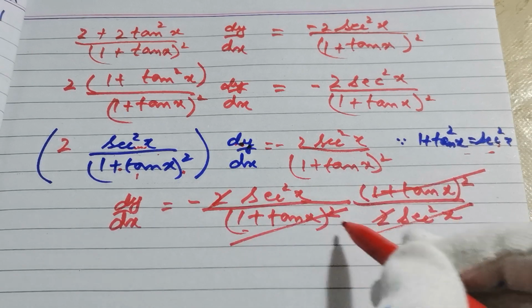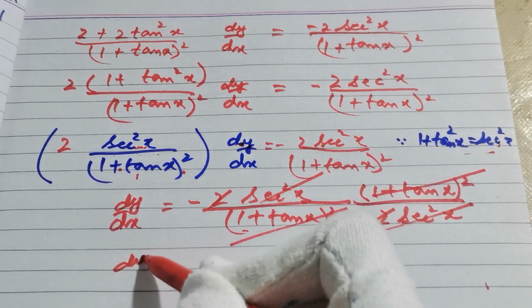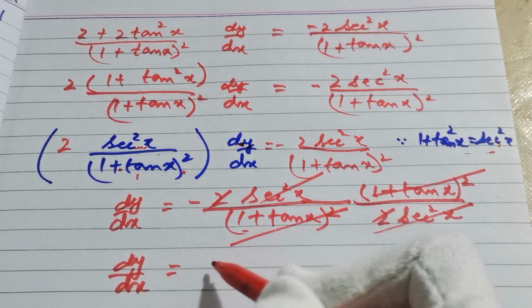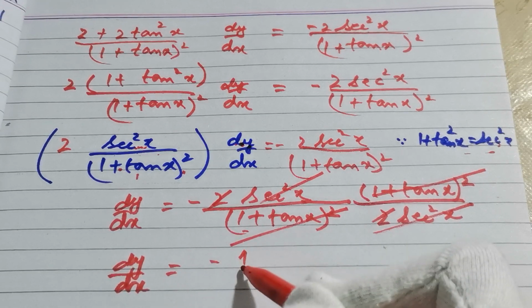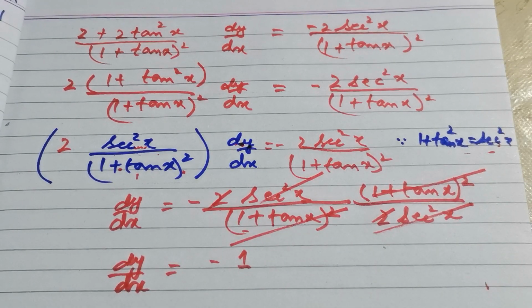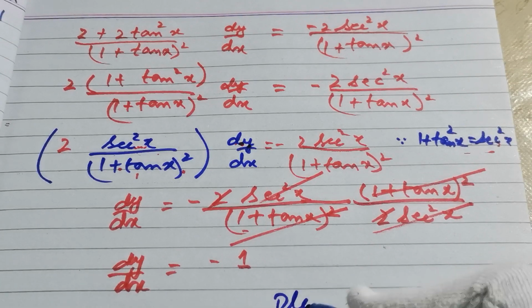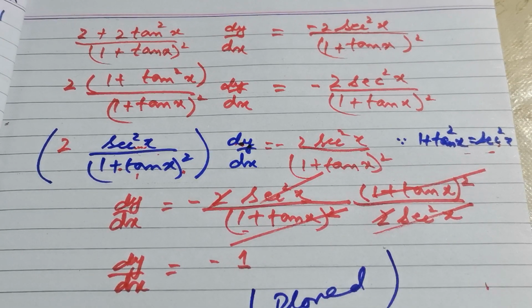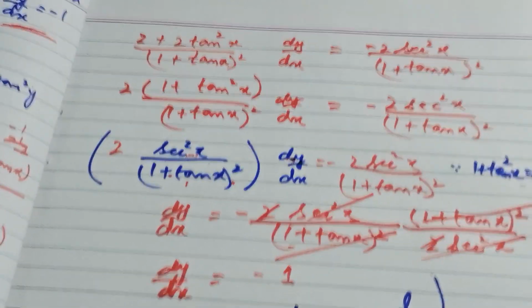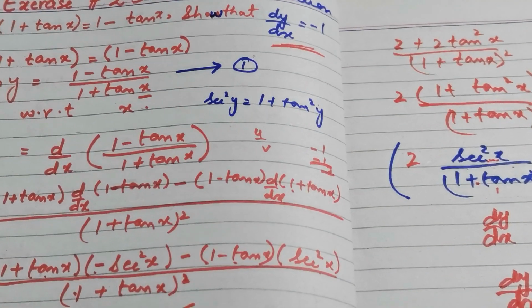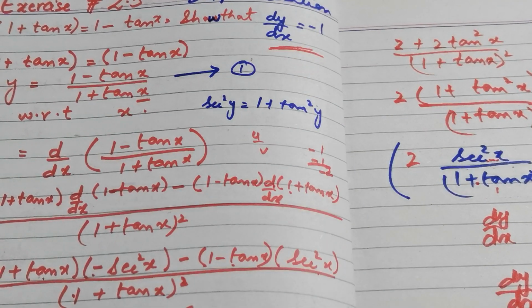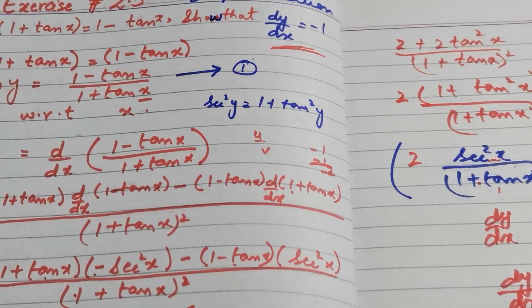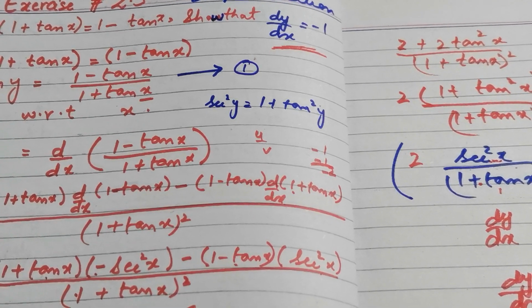2 and sec squared cancel each other. What it gives? dy by dx is equal to minus 1. So this is our required solution and proof. Basically we want to prove dy by dx is equal to minus 1. So we prove this: dy by dx is equal to minus 1.